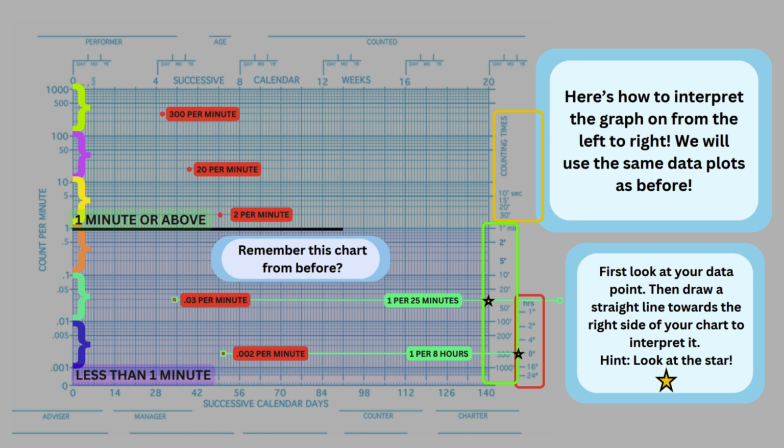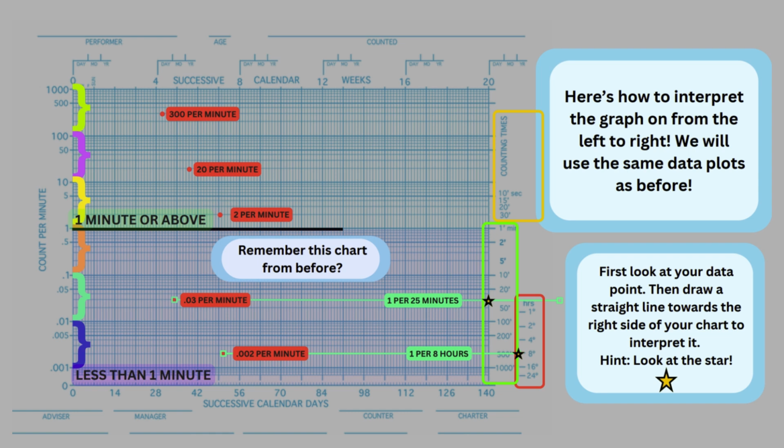So all you do is you go to your plot point and you just follow that line all the way to the right. And as you can see, this comes out to 1.002 behaviors per minute, comes out to 1 behavior per 8 hours. You can go over here, see hours, again highlighted in red. Look at our star, and we're at 8 hours. So I hope that makes a little bit more sense. But again, that isn't as relevant right now.